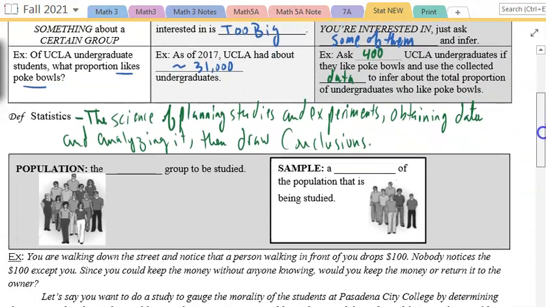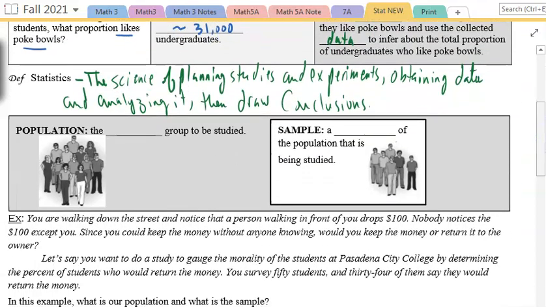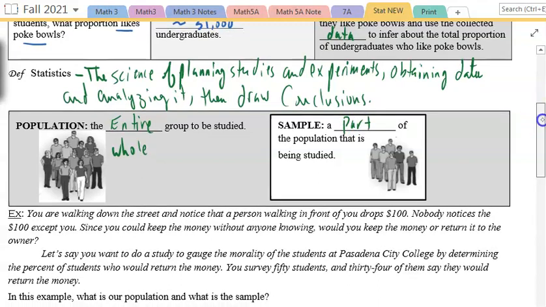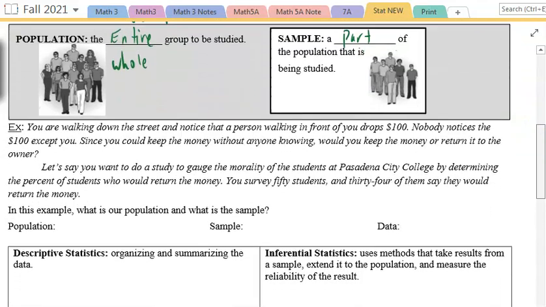So normally, population would be the entire or whole group to be studied. Normally that's very hard to study. A sample would be a part or a subset of the population that is being studied. The question is, how do you pick that sample?